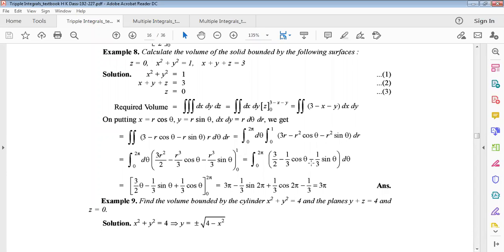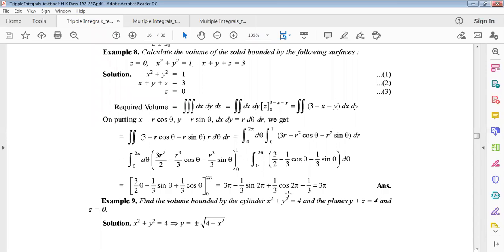Integration with respect to theta: 3 by 2 only theta, the integration of cos theta will be sin theta, and the integration of sin theta will be minus cos theta, right? Then taking limit within the bracket 0 to 2 pi. This is the value of theta, remember. Now putting the upper limit in place of theta, we get this. But if we put 0, then this will be 0 and this will be 0, but this will be only 1 by 3. This way minus 1 by 3, and this becomes twice pi.